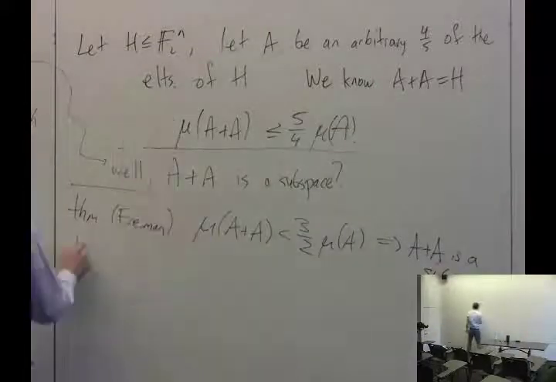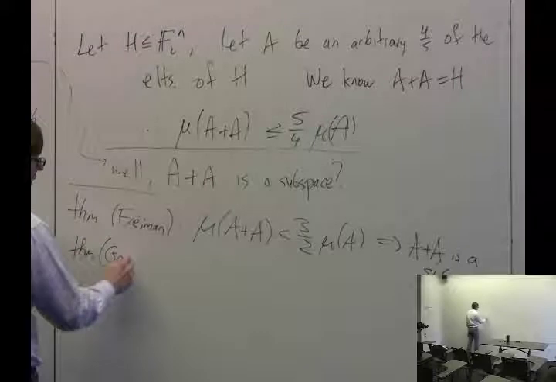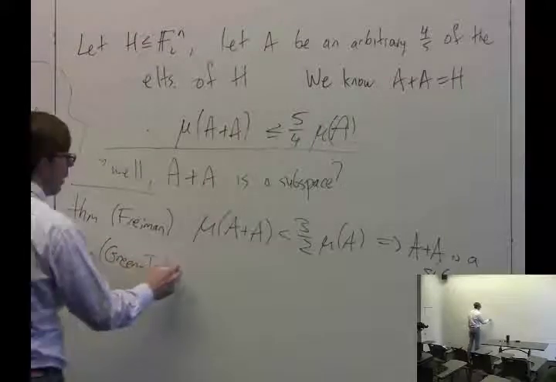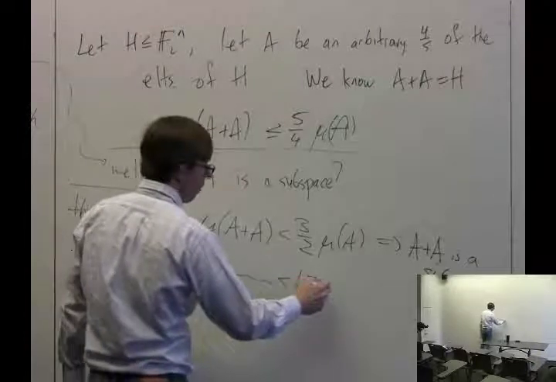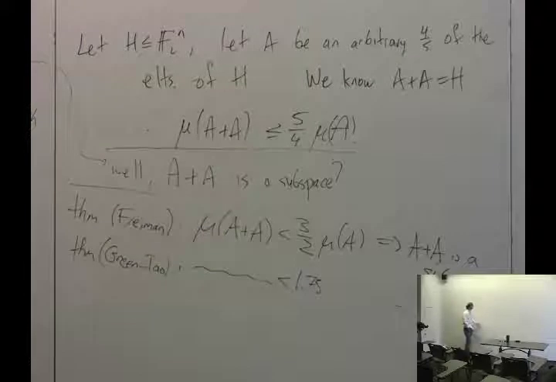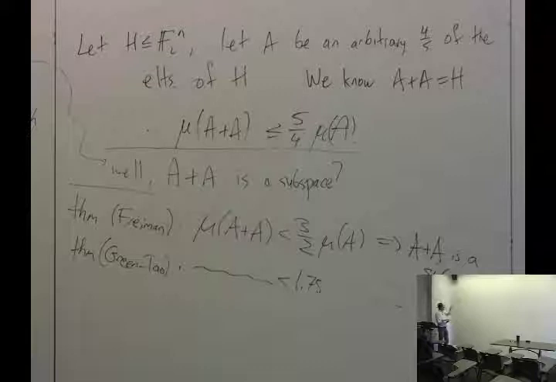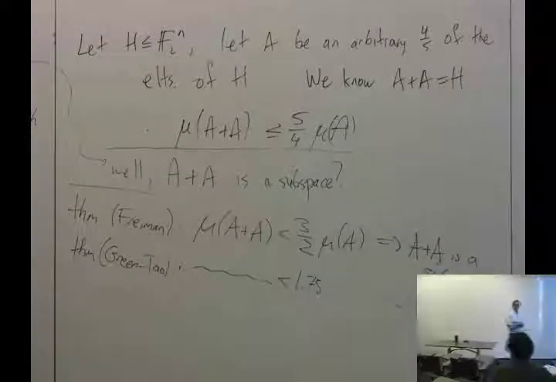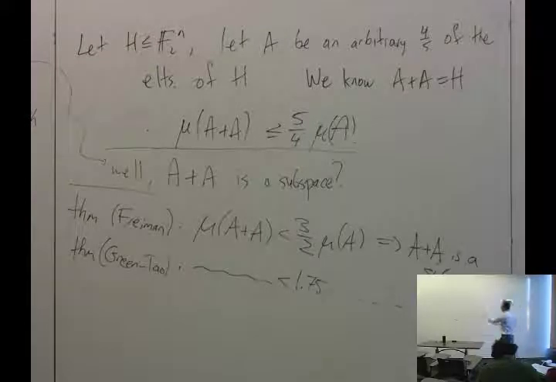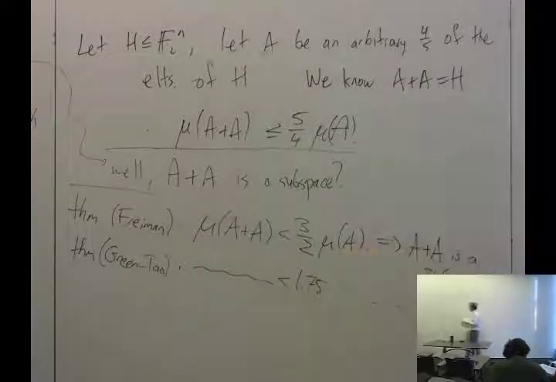And you can get something a little bit stronger if you're specific to F2. The end result still holds even if this is 1.75 instead of 3/2. And this one's a bit harder than the first theorem, but it's elementary. So this tells us something nice. If A is a set such that its sum set is not too much bigger than itself, if A plus A is at most 1.75 times the density of A, then A plus A has to be a subgroup.